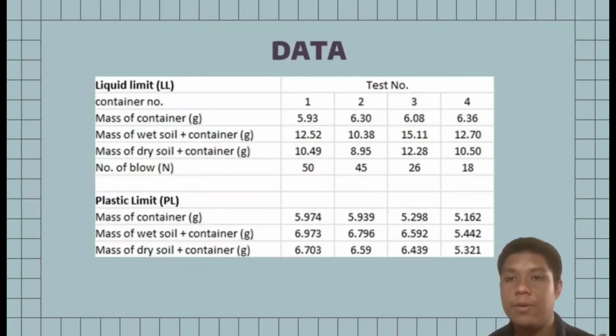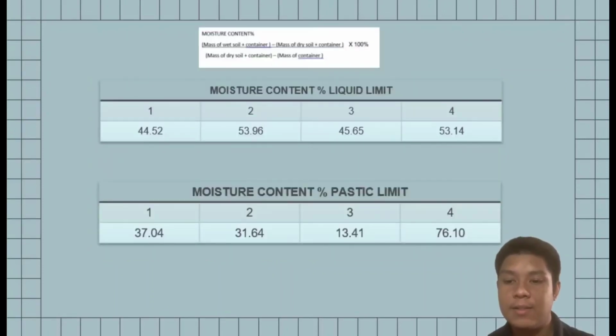And the plastic limit for test number 1 is 5.974, 6.973, 6.703. For plastic limit test number 2: 5.974, 6.9339 and 6.769. Test number 3 is 5.298, 6.592 and 6.439. And for test number 4: 5.162, 5.442, 5.321.